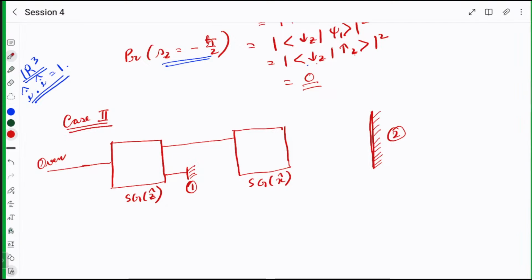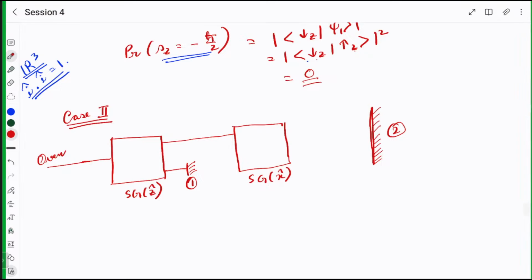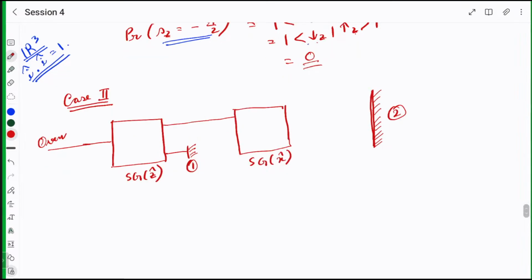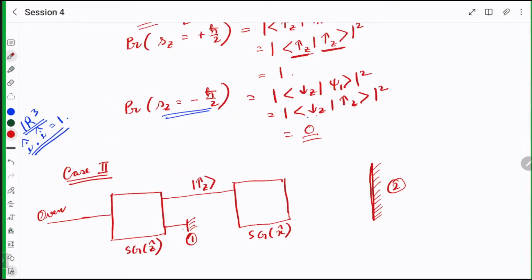You will get 0. Okay, let's see. Whatever is coming here, you expect that this is in the up Z state, right? Because I have blocked all the down Z state, so this is only up Z.